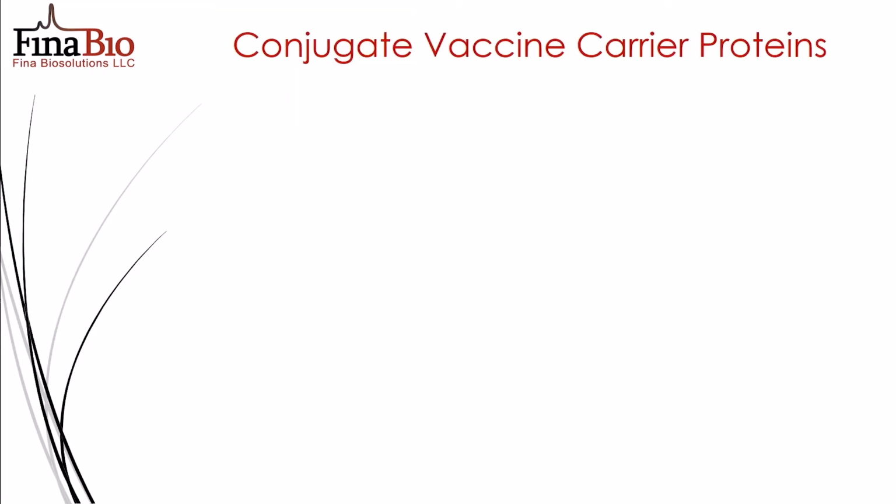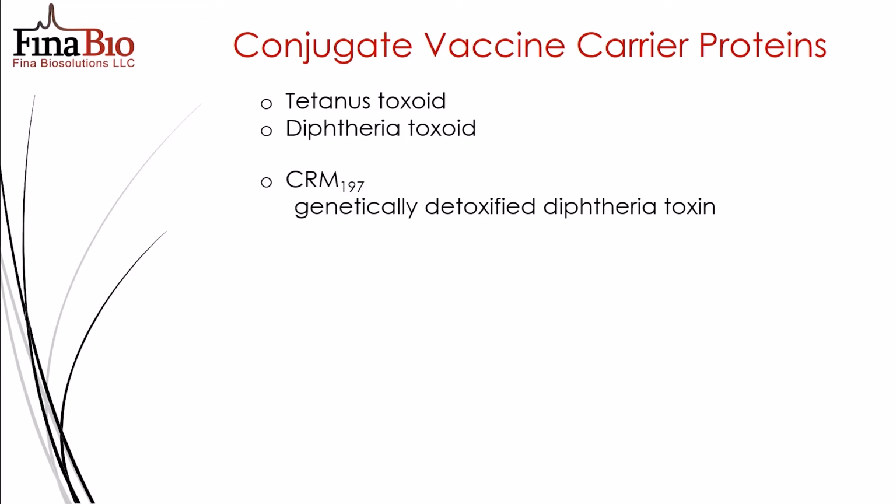There are only a limited number of carrier proteins which are approved for clinical use. These include tetanus and diphtheria toxoids, which are toxins that have been chemically detoxified. A third widely used carrier protein is CRM197, or CRM, a genetically detoxified diphtheria toxin. CRM has been too expensive in general to use in low-cost vaccines.